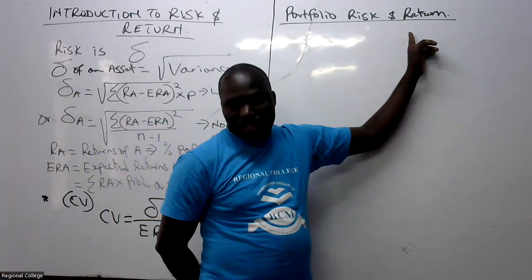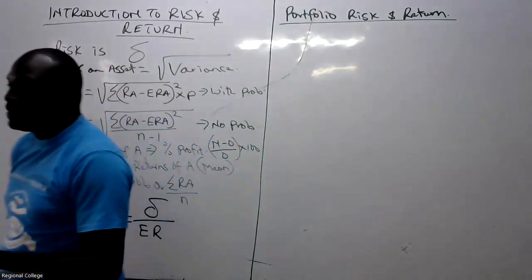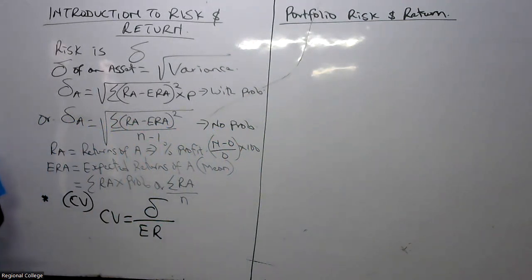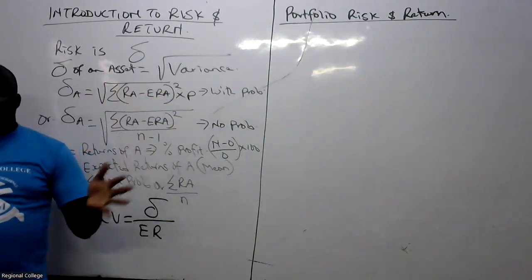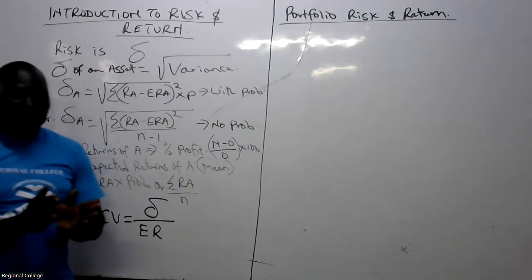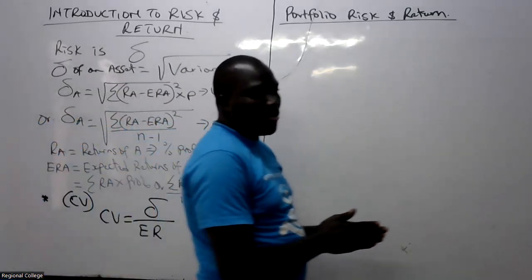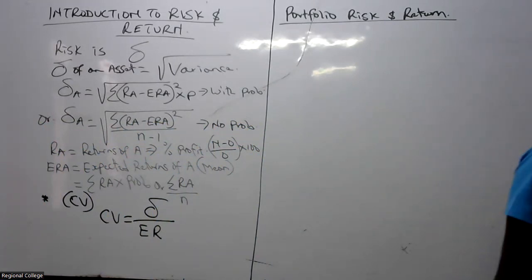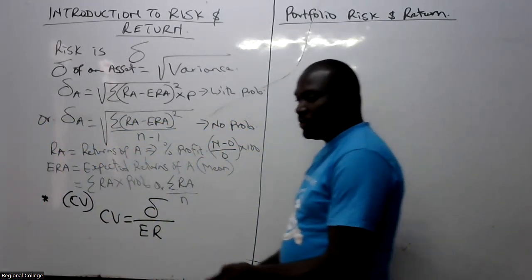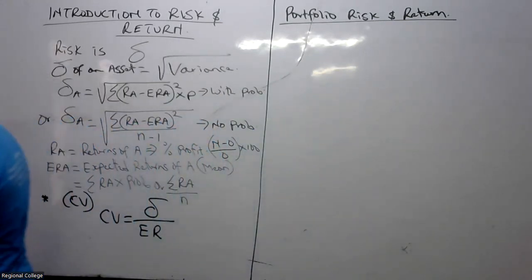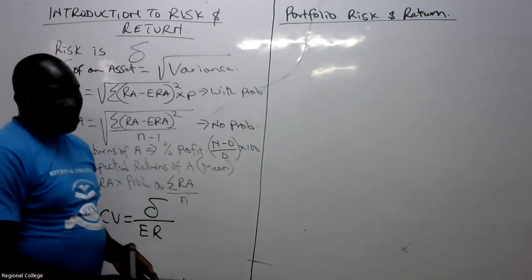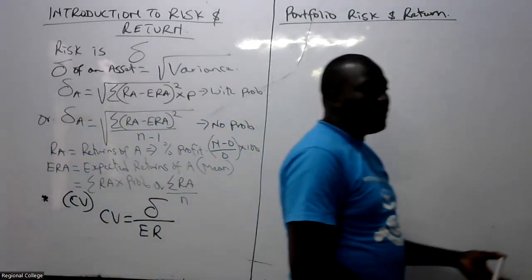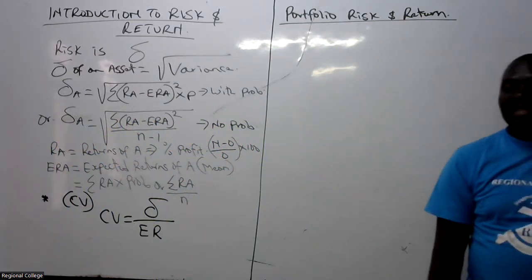So that's where we are. A portfolio in simple terms is a collection of investments. If I have investment A and also investment B, A and B put together form the portfolio, the collection of investments. So portfolio refers to a collection of investments with an aim of diversifying and minimizing the risk and maximizing the return.